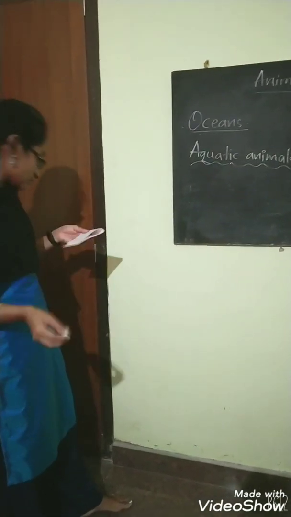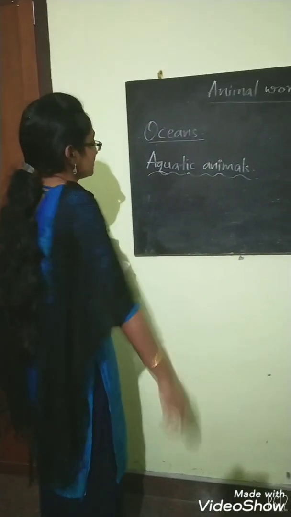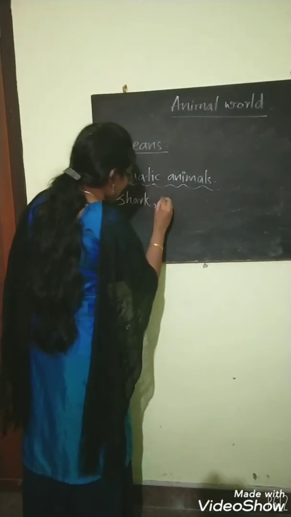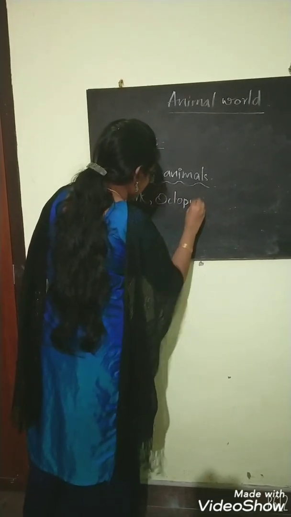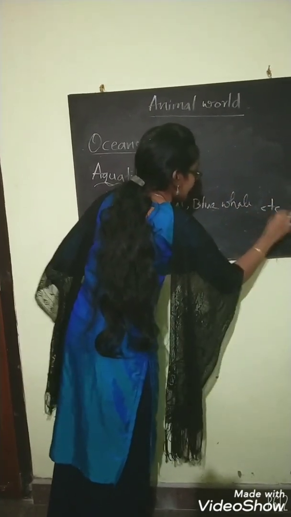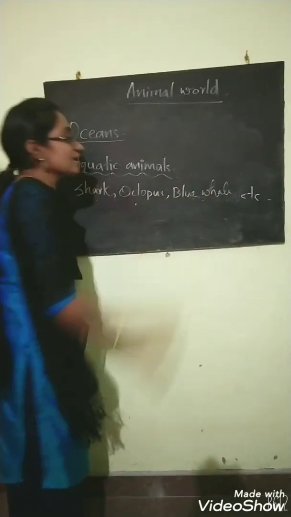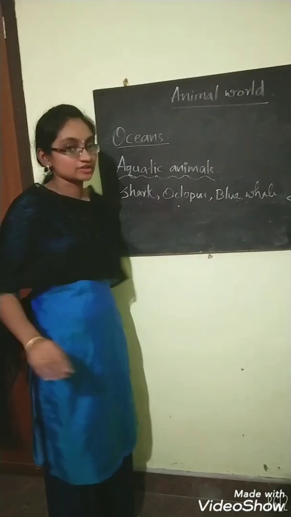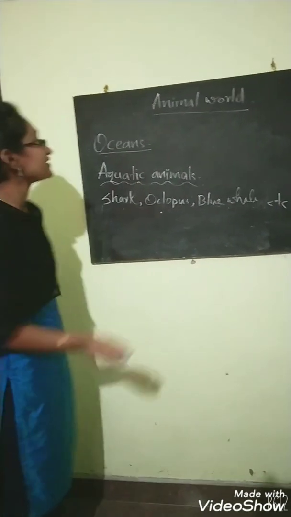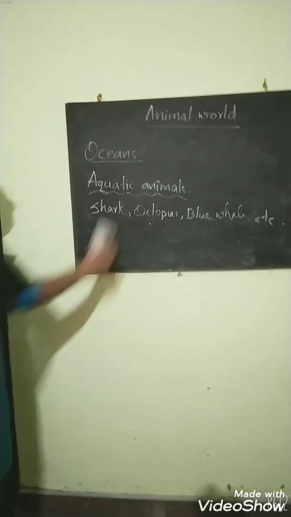In the ocean, there is a large variety of animals. It includes shark, octopus, blue whale, etc. These examples are very important. Please remember their names. Shark, octopus, blue whale, etc. are the animals living in oceans. That is about oceans.